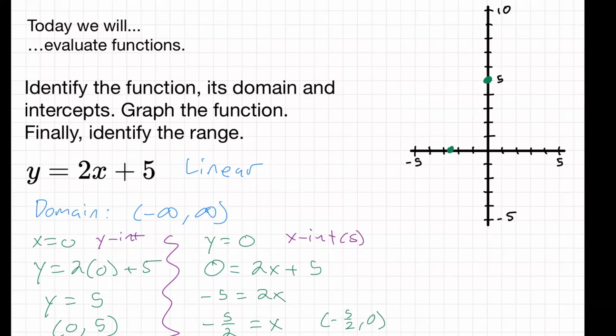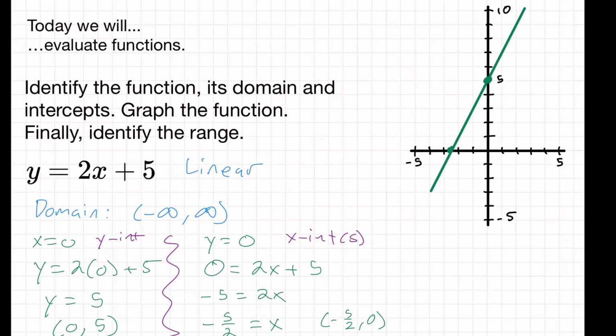All right, so I found my intercepts, I got the domain, I want to graph the function. So do I need more points? Not technically, right? Because what are we drawing right now? A straight line. So as long as I remember that, I can go ahead and just draw it. All right. So I have this line that's going through both of those points.